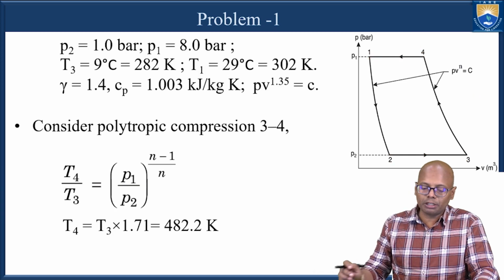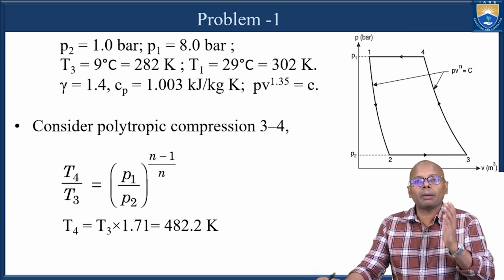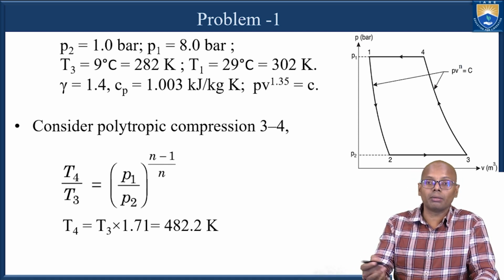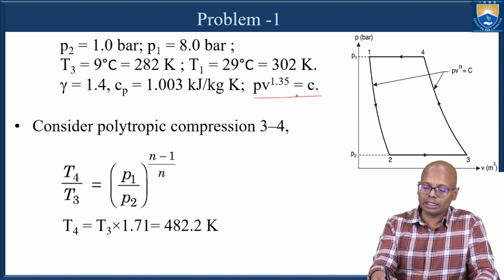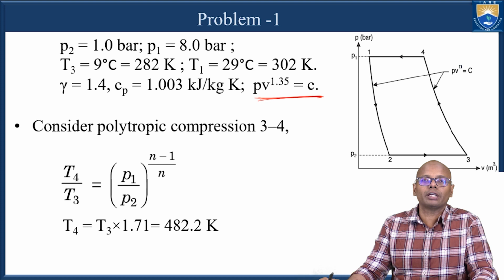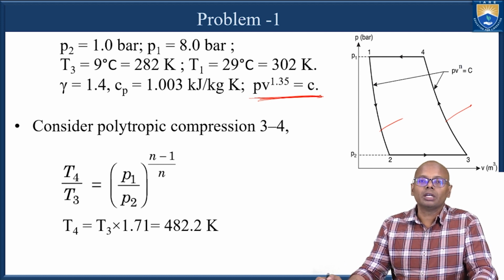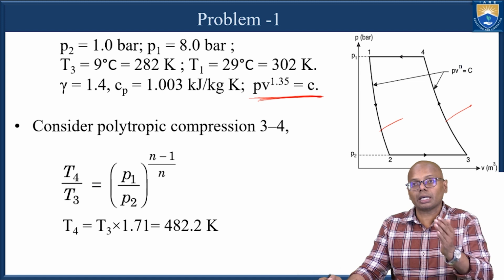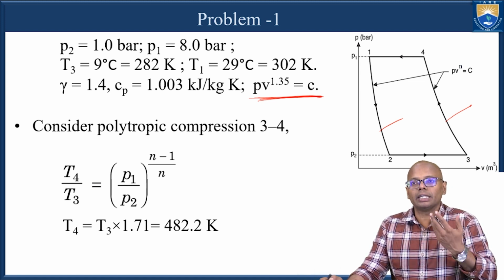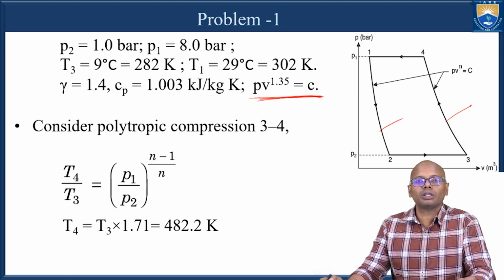First we will take up T4. The compression process is governed by the law PV^1.35 = constant. So the compression process and expansion process are governed by this law. When these processes are governed by this law, how do we find the temperatures which are not known?